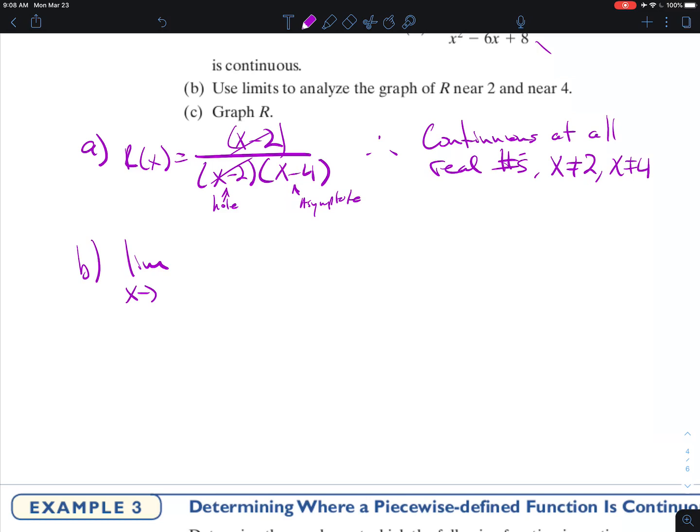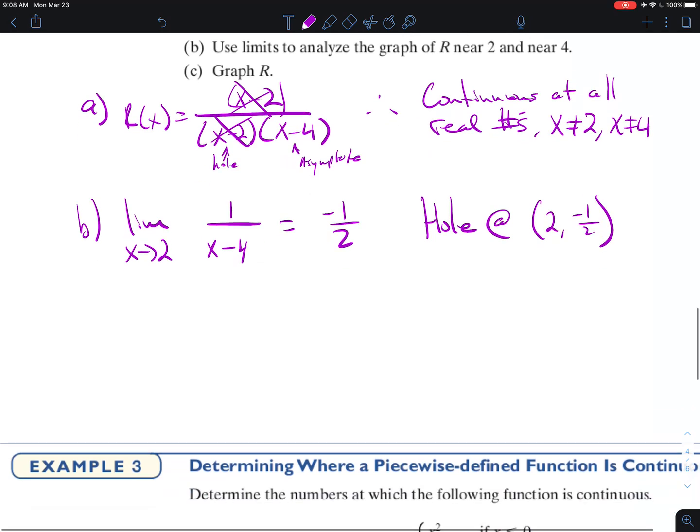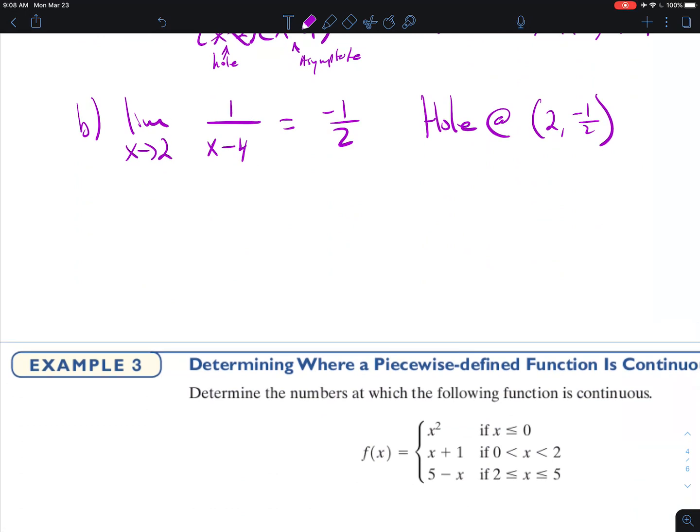The limit as x approaches 2, so we're saying as we go towards the hole, of what's now, since we've cleared out the numerator, 1 over x minus 4. Again, that's because we were able to cancel out the x minus 2 factor. If I evaluate that limit, I get negative 1/2. So the hole, specifically, is at the point 2 comma negative 1/2. As we got closer and closer to 2 for x, we're getting closer to negative 1/2 for y.